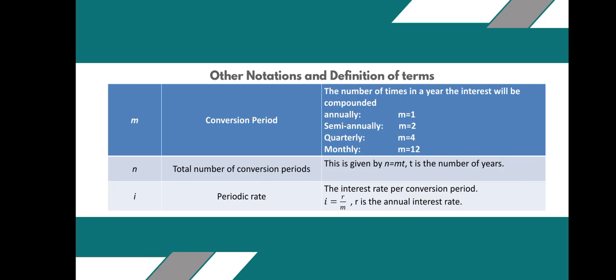Now, N naman here is the total number of conversion periods. So, makukuha natin to siya kapag i-multiply natin si M or yung conversion period with the given time. And T is the number of years, okay? Number of years siya. And I naman is yung periodic rate. So, it is the rate or the interest rate per conversion period. So, meron din to siyang simple na formula, no? And that is R over M, where R is the annual interest rate. So, I hope nakuha to na lahat, no?